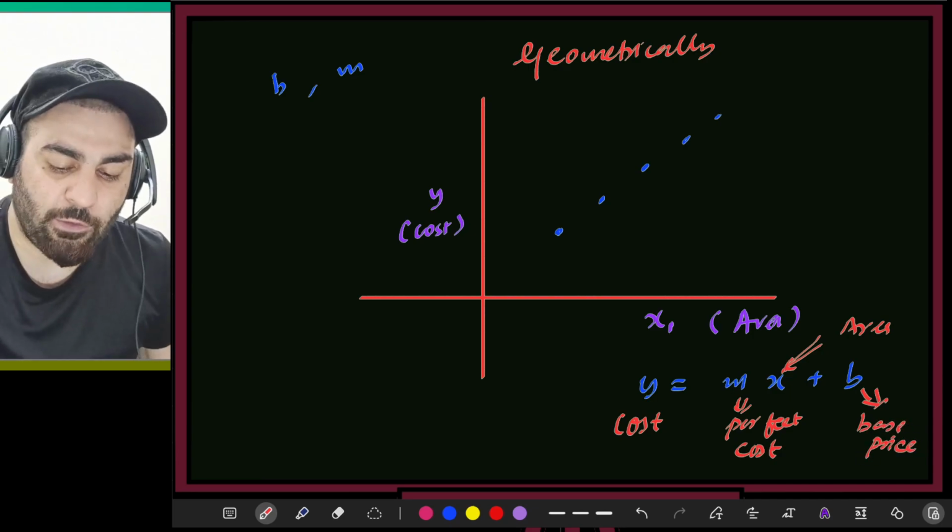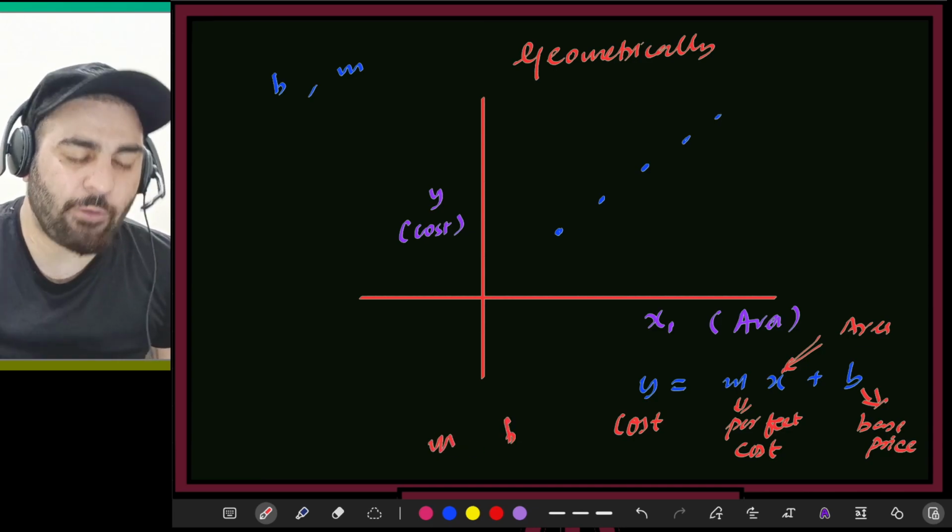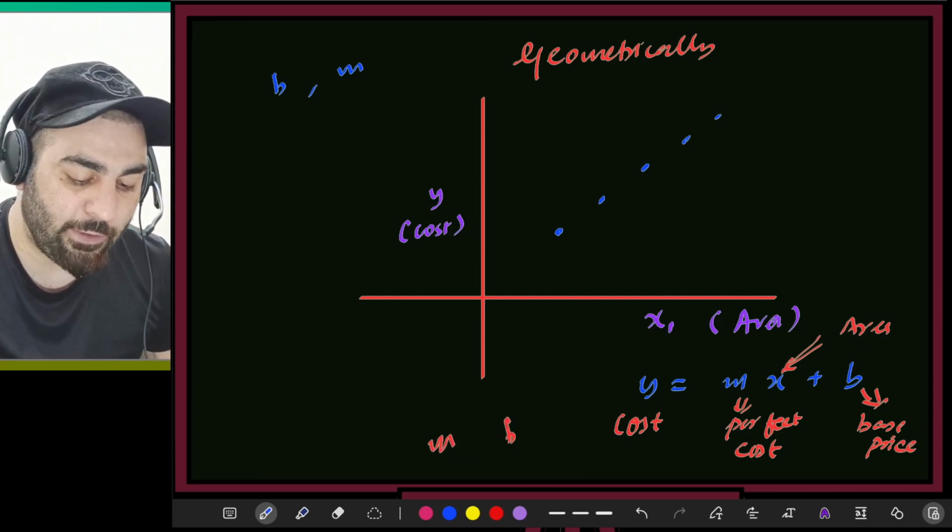Okay, and now you found a line. Once you found this m and b, you know that you can uniquely draw a line. So that line will look something like this.